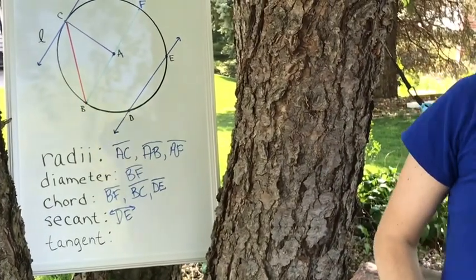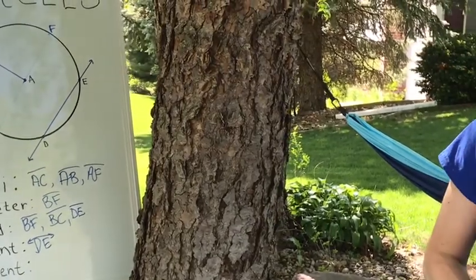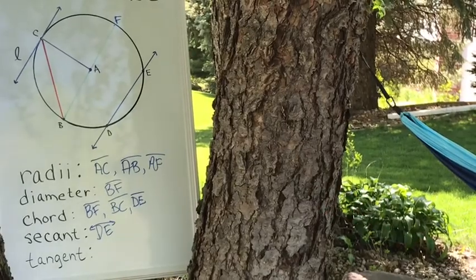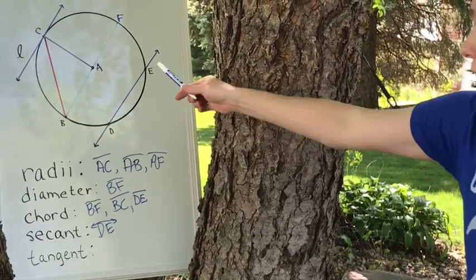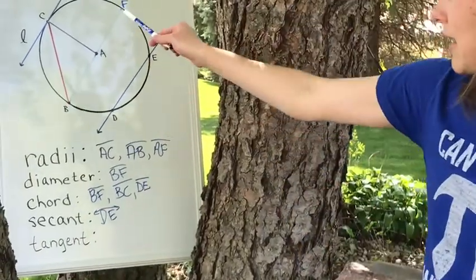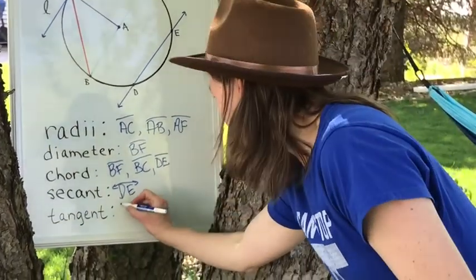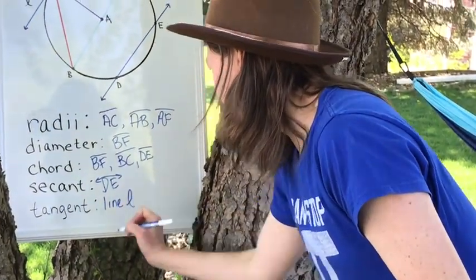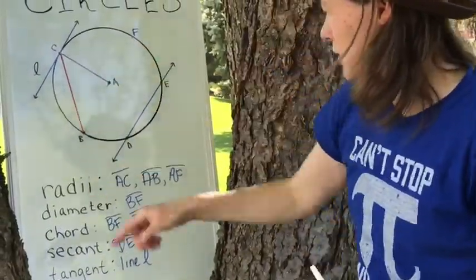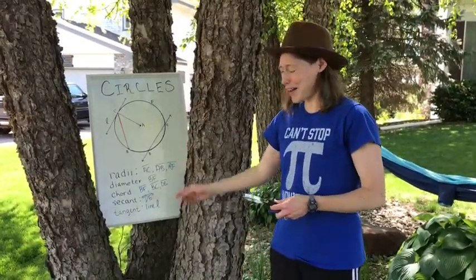The final piece that we have on here is a tangent, and a tangent is a line that passes through just one point on the circle, and it's actually perpendicular to a radius in the circle. This line right here is a tangent to this circle. I'm just going to write line, cursive lowercase letter L, because there's not another point on the tangent, so there's no other way for me to name that. So yeah, there's some circle stuff.